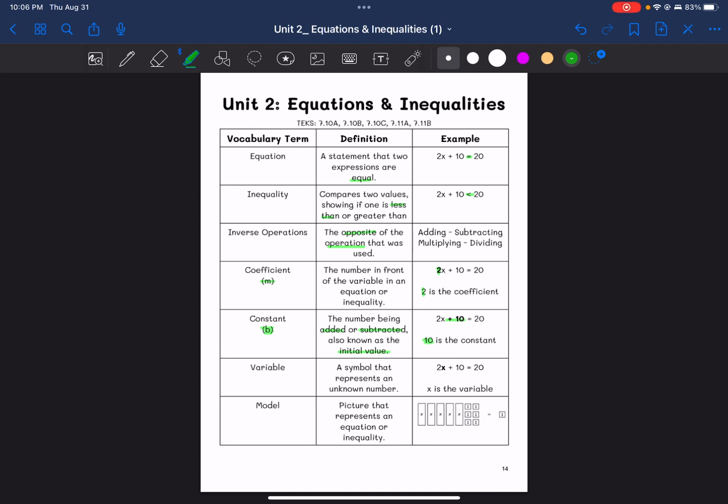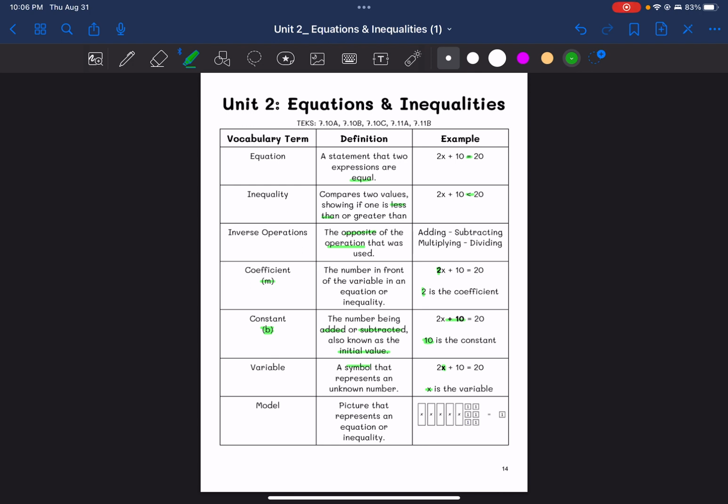Okay, then we have variable. That is a symbol that represents an unknown number. So when 2x plus 10 equals 20, it's the x. We don't know how many students bought ice cream. Okay, x is the variable.